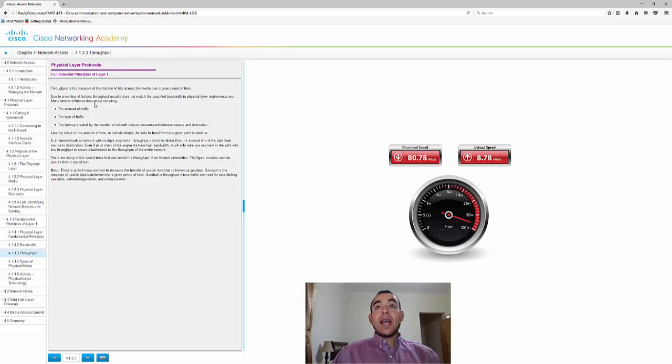So for that, we define another important concept, which is throughput. The throughput is the measure of the actual achievable transfer of bits across the medium from one place to another, which means that using some physical medium as well as some network devices, what is the actual amount of bits that we can get on the other side. And in many cases, this throughput is lower than the bandwidth due to many factors.